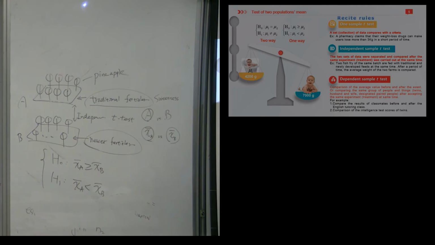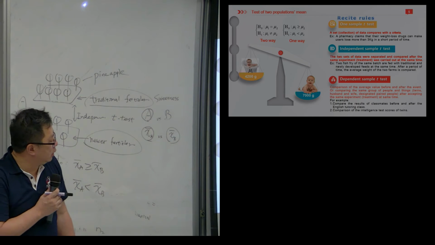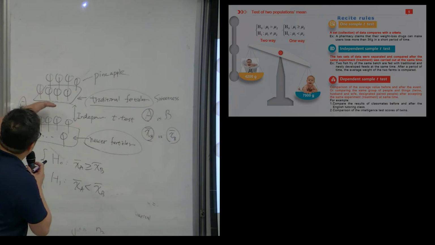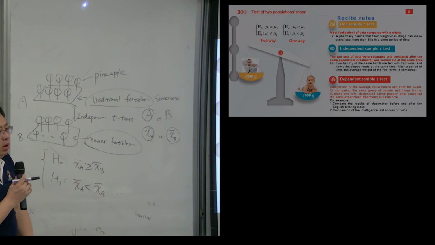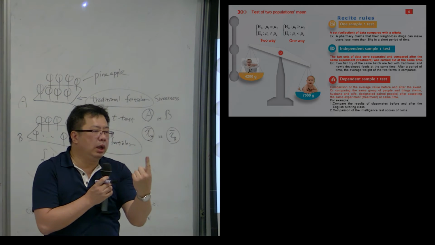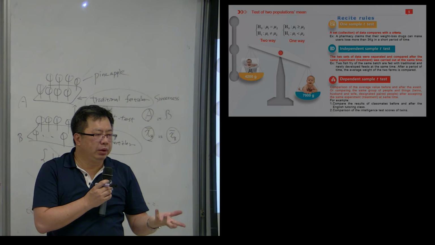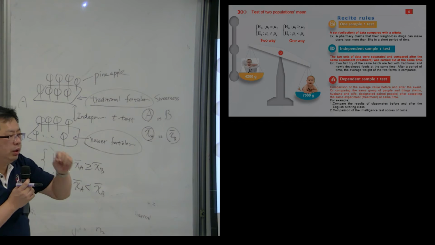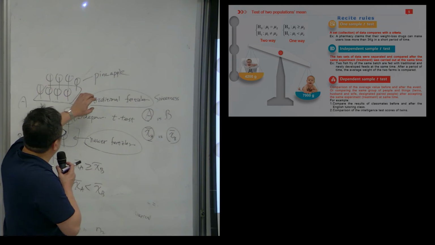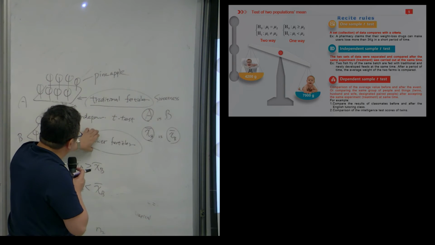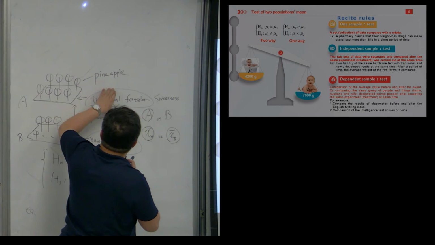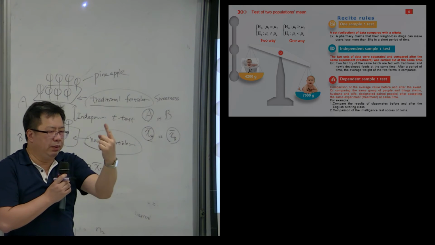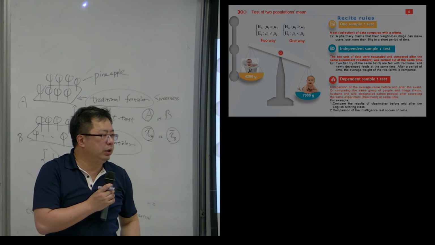Understand? Okay. The third, dependent sample. This is separate, but if you only have one farm, I'm sorry, I'm not so rich. I just have only one farm. But I want to test the traditional fertilizer or the new fertilizer. After we plant the pineapple, which sweetness will be better? If you only have one farm, how do you do?